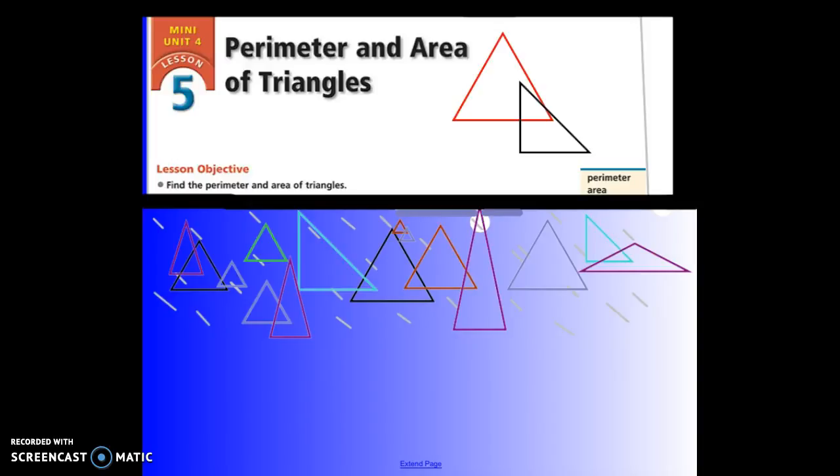This is Mrs. Naslund, and today we'll be looking at Unit 4, Lesson 5, Perimeter and Area of Triangles. Our learning target for today is, I can find the perimeter and area of a triangle. The vocab words that we'll be focusing on are perimeter and area. Let's go ahead and get started.